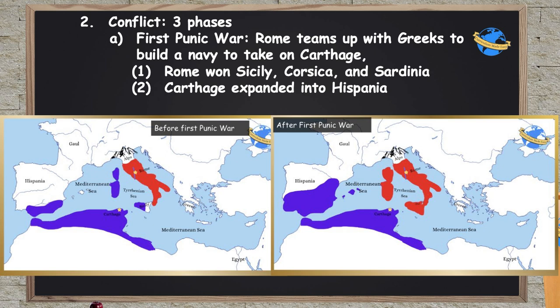Well, if you look at the second map here, the war ends with Rome kind of victorious. They gain control of the island of Sicily, the entire island, as well as the islands of Corsica and Sardinia, which gives them control of a lot of these trade routes thanks to them stopping in Sicily.